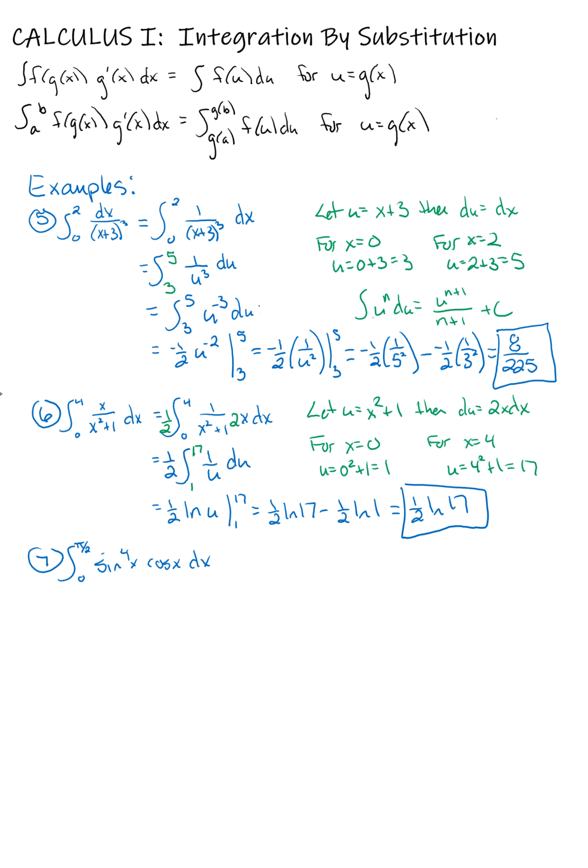Okay, let's take a look at the next one. We're integrating from 0 to pi over 2 of, oh dear, we have trigonometric functions. Sine to the 4th x times cosine x dx. Oh, are we going to have to integrate these trig functions? Let's see. Well, one thing I notice, I often do this, I'm going to keep this in terms of x's for just a moment. Instead of saying this is sine to the 4th x, I can remember that this is really sine x raised to the 4th power.